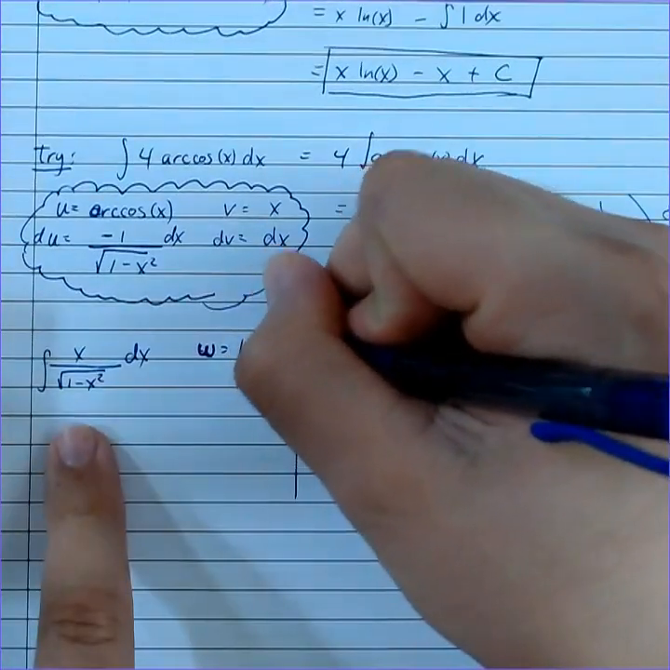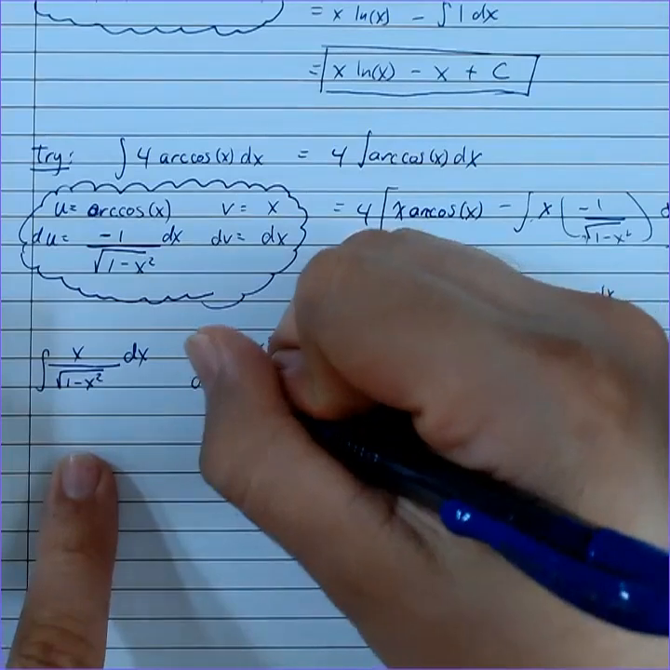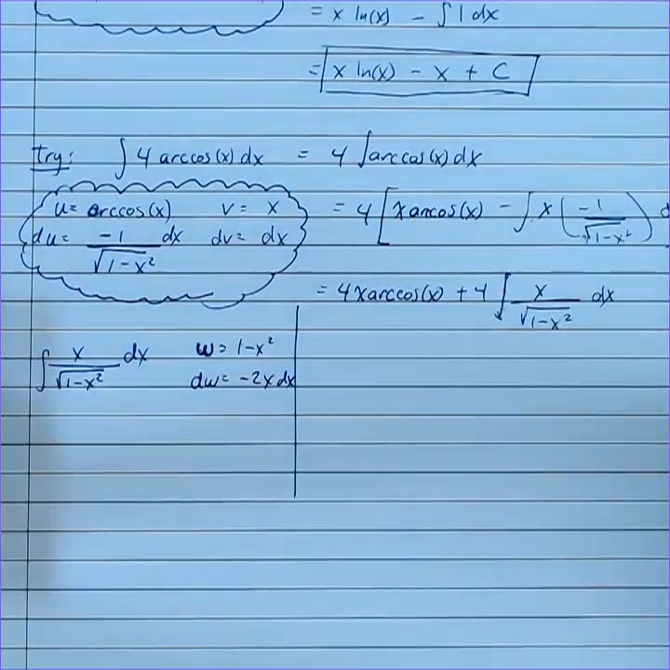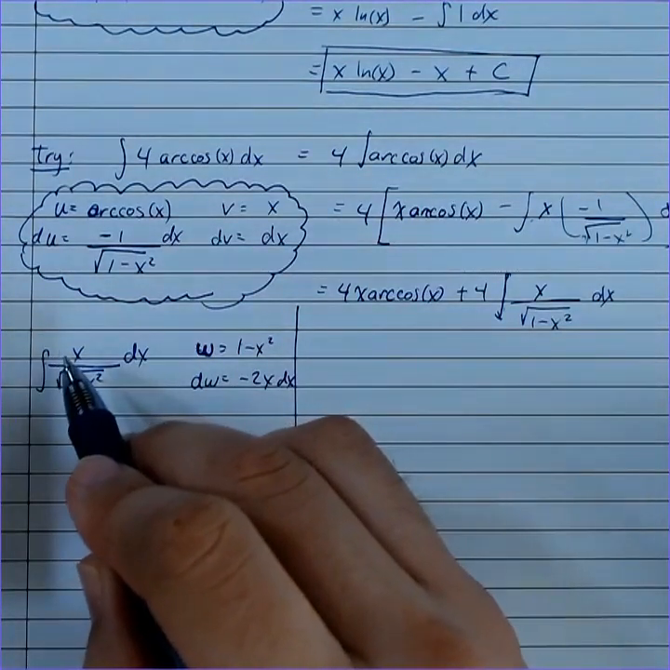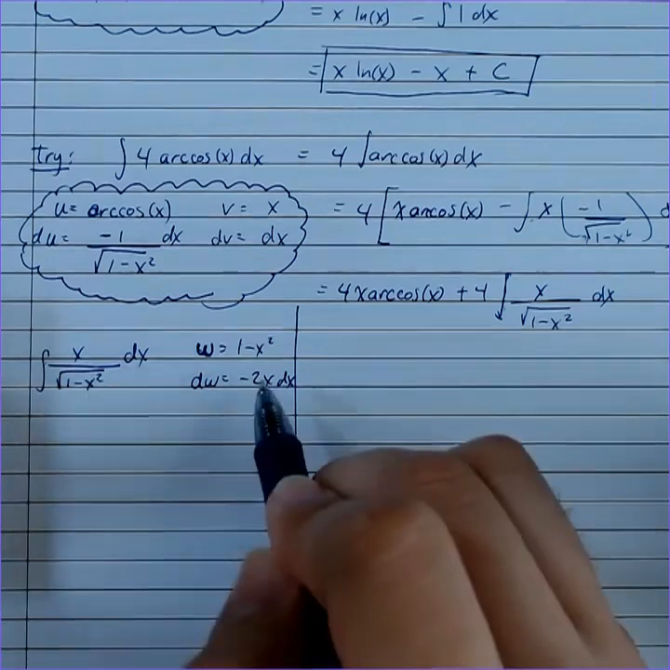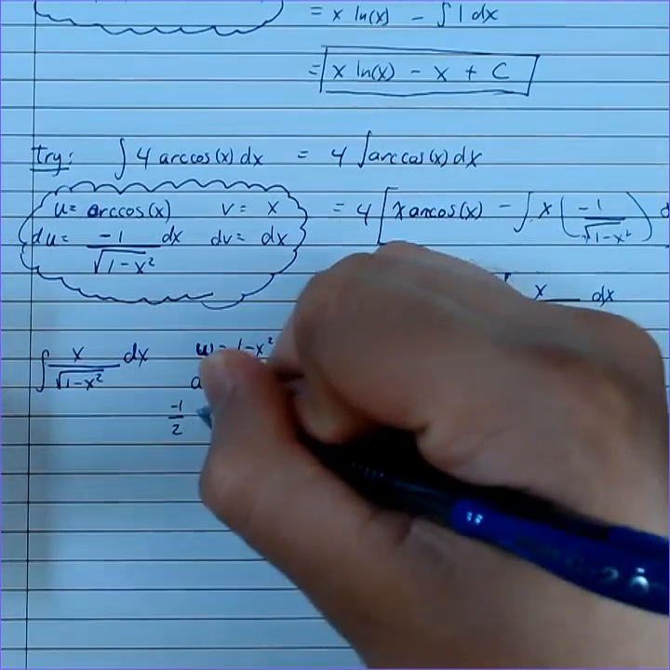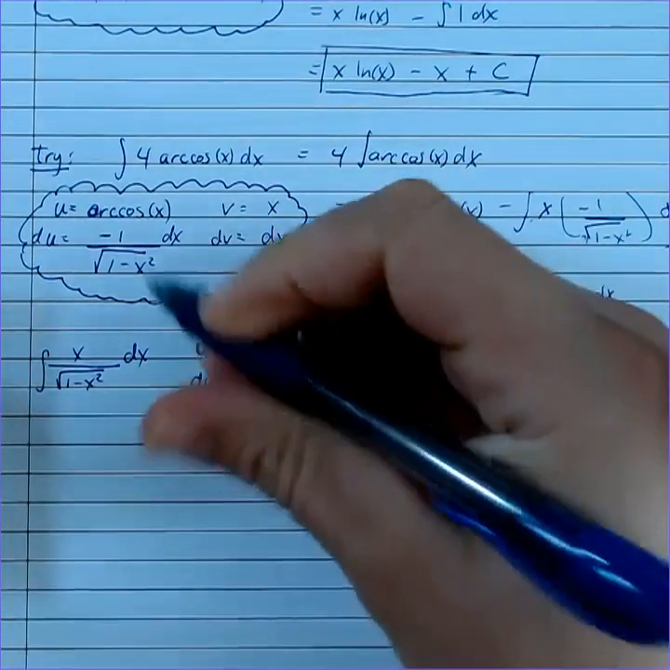I'm going to take 1 minus x squared and call it w. So that means dw is going to be negative 2x dx. Oh, well, I don't have a negative 2x dx. I just have x dx. Okay, so multiply both sides by a negative 2. So negative a half dw equals x dx.